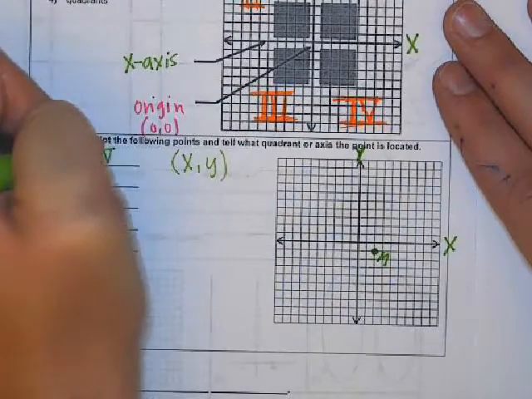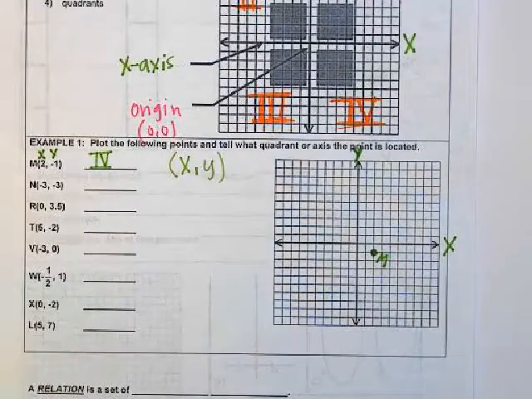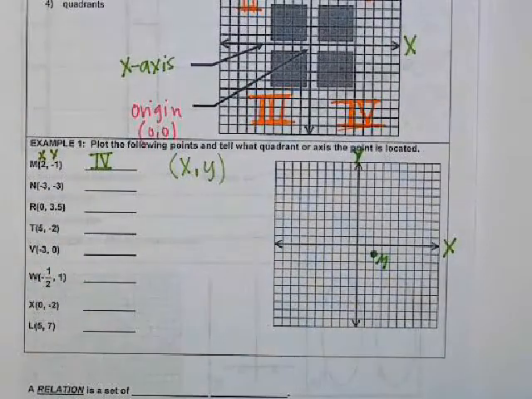No. Anytime you're talking about the quadrants, it has to be Roman numerals.